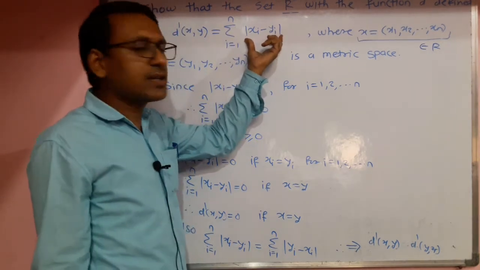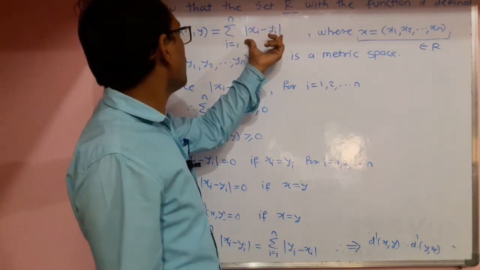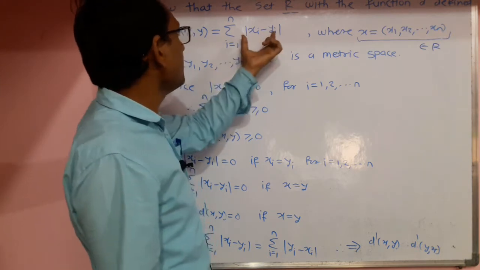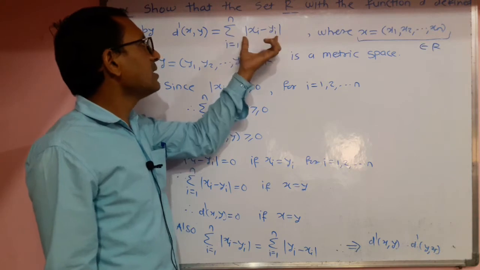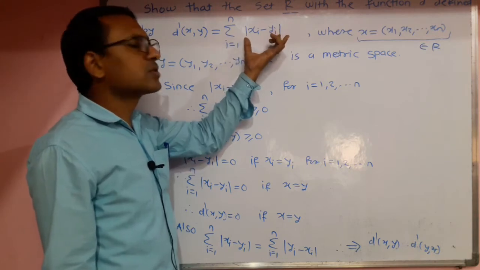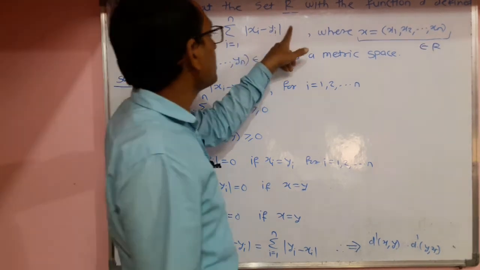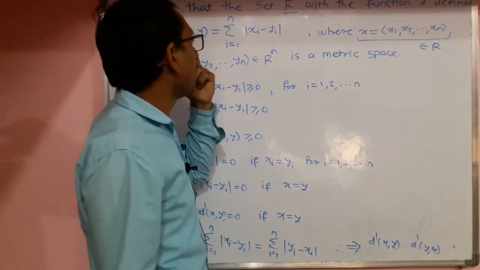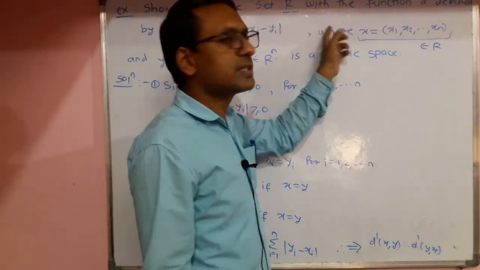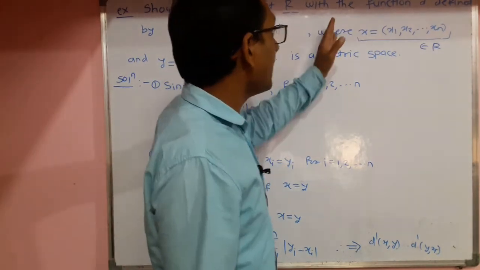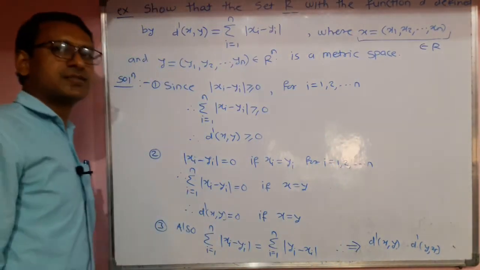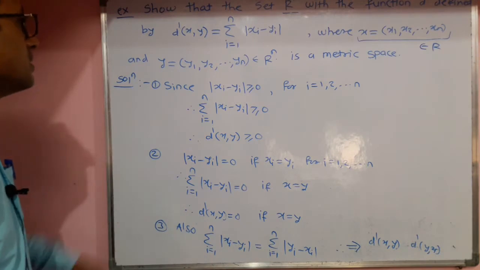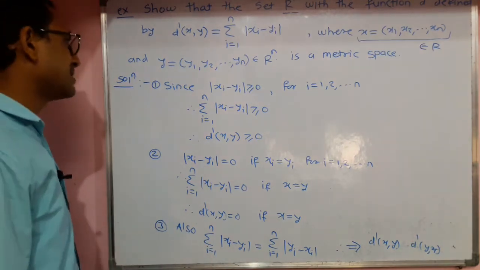So how is this calculated? For i equal to 1 we have mod of x1 minus y1, plus for i equal to 2 mod of x2 minus y2, plus mod of x3 minus y3, and likewise, plus mod of xn minus yn. So this function is defined as such.